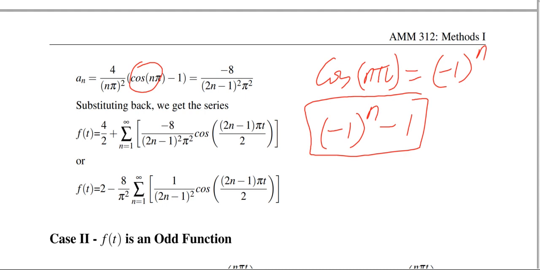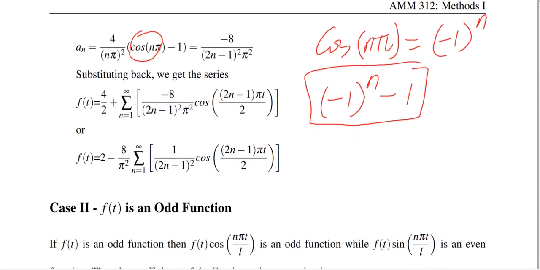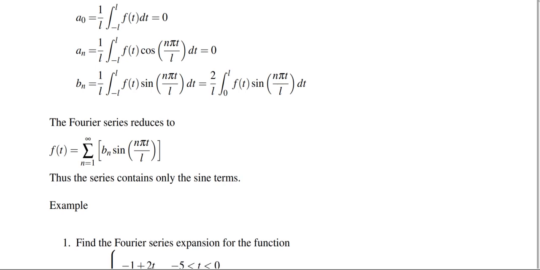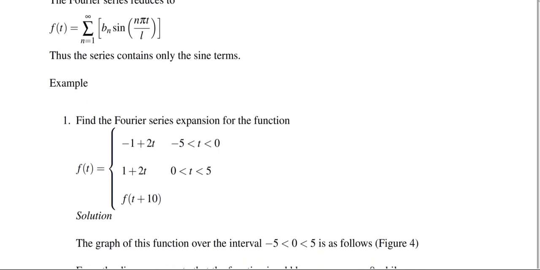Remember our a0 was 4, so half a0 will give us 4 over 2, then plus an, which is this quantity, multiplying the cosine of (2n minus 1) over 2 pi t. And that reduces to this. This is the case where the function was even. So bn was 0. You can see now we didn't need to find bn because we already knew that it was 0. The second case is where the function is odd.